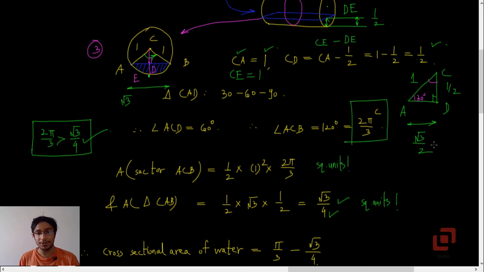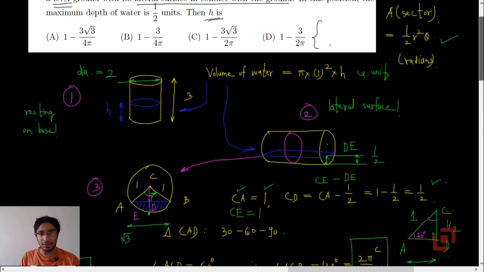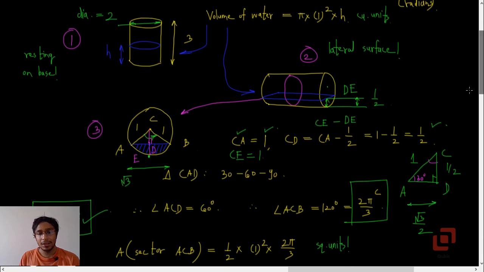Let's resume the solution. Now what is the cross-sectional area of the water? Clearly the subtraction of root 3 by 4 from 2 pi by 3. Yes. And now we will use the fact that the volume is conserved, or the amount of water. Okay. Now the main reason for determining this cross-sectional area was, if we now multiply it by the height of the cylinder, then we will get the volume, and height of the cylinder is 3.